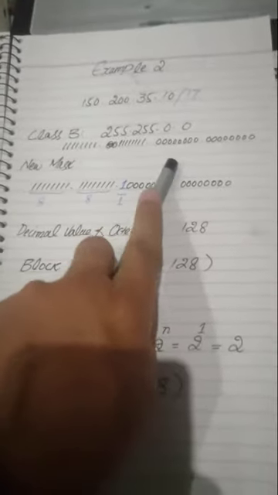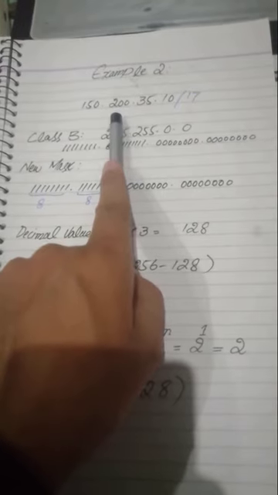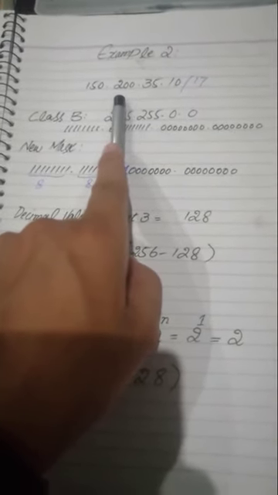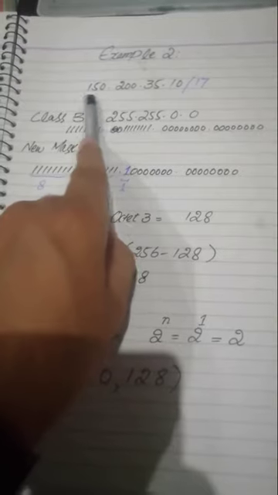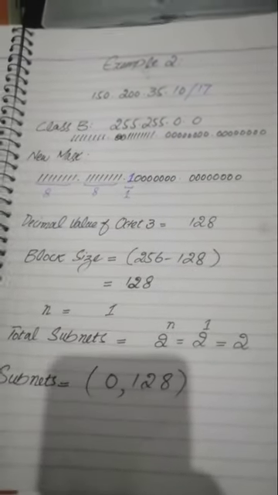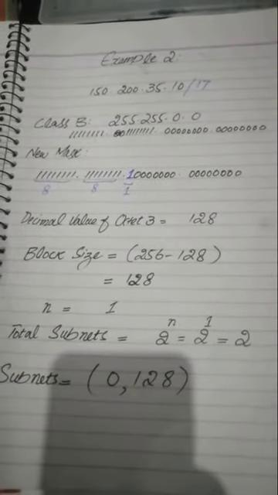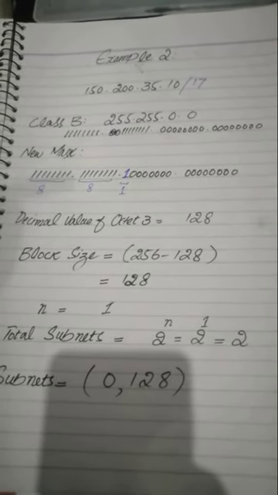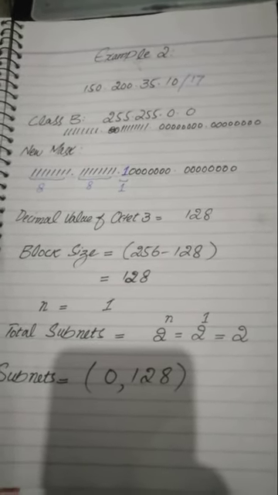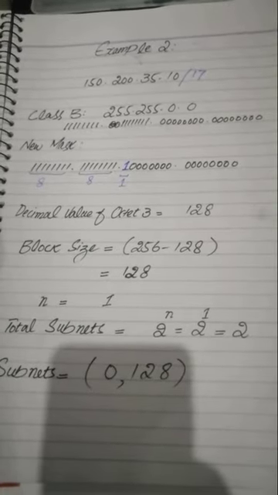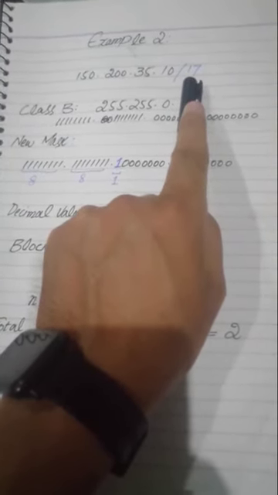So let's work on class B now. We have an IP address of class B. As we all know, if the first octet has a decimal value between 128 and 191, we can say that this address belongs to class B. And for this specific address I have written the value of CIDR as 17.